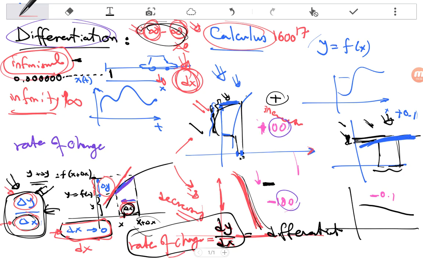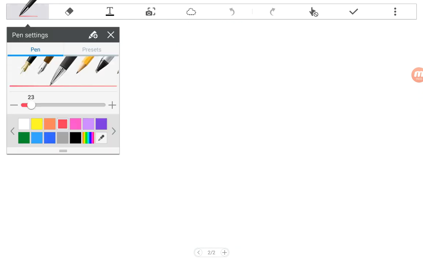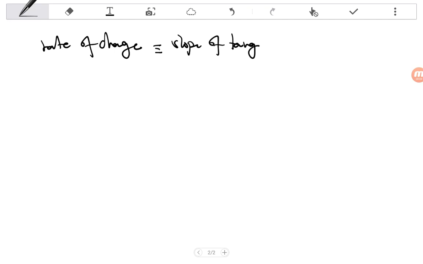So what is the rate of change, which is dy by dx, which is the differentiation? It is exactly the slope of the tangent. So we are now relating several concepts to each other: that the rate of change is exactly the slope of the tangent. And we call it the differentiation. We also call it the derivative.